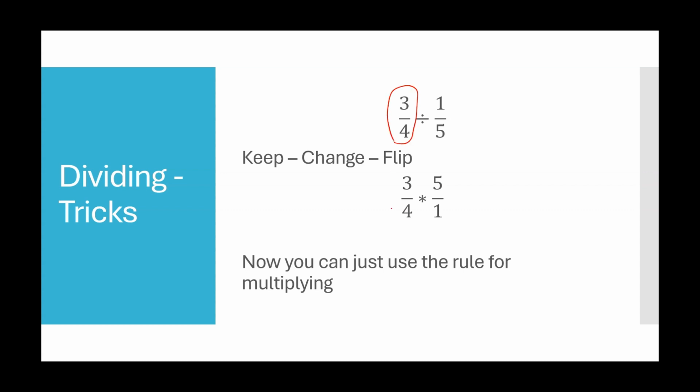We keep 3/4 the same because this problem is starting with 3/4 and then doing something with it, right? Dividing by 1/5, trying to find how many 1/5 are in it. Change, we're going to change dividing into multiplying because this is really just multiplying by the inverse. And then we're going to flip 1/5 to 5/1, right? So this is just multiplying by the inverse, but it's like a shorter, sweeter way to remember it. Keep, change, flip. 3/4 stays the same, and then we do our inverse operation with the opposite number, okay? And then, again, we just multiply right across. 3 times 5, 4 times 1.